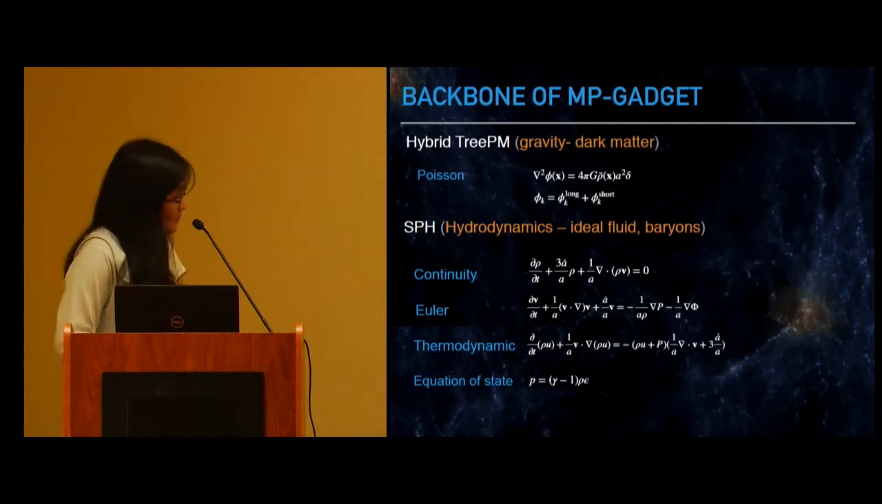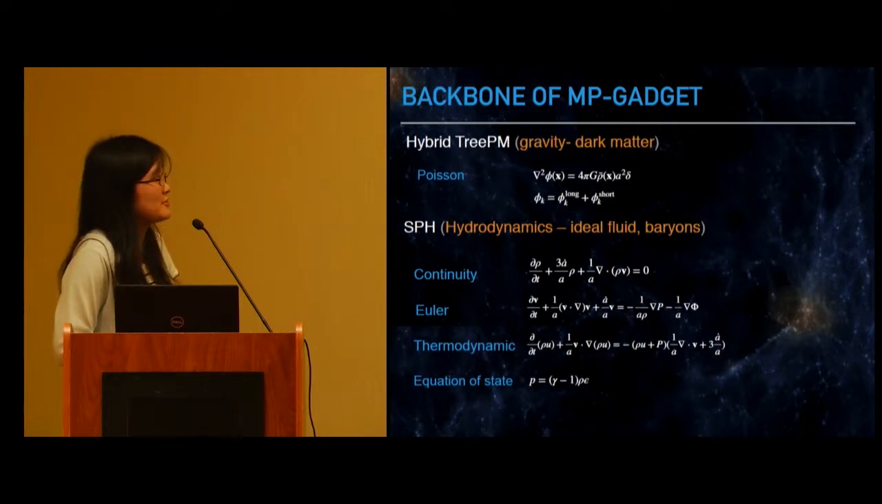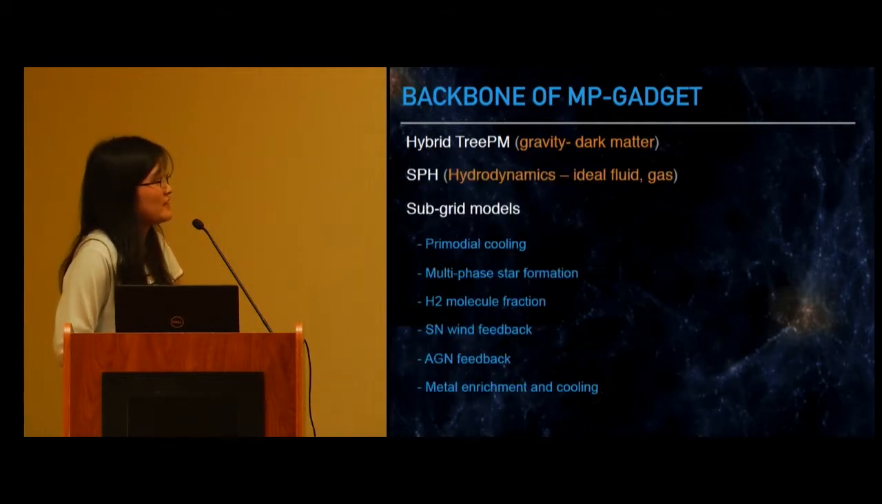For the underlying physics, we use the 3PM method to solve for gravity and use hydrodynamics to model the evolution of the baryonic gas. And we also have a bunch of add-on subgrid physics that model the cooling and heating of the gas, the formation of stars, the feedback from the black holes and supernovae, and also the formation of molecules and the metal enrichment, etc.